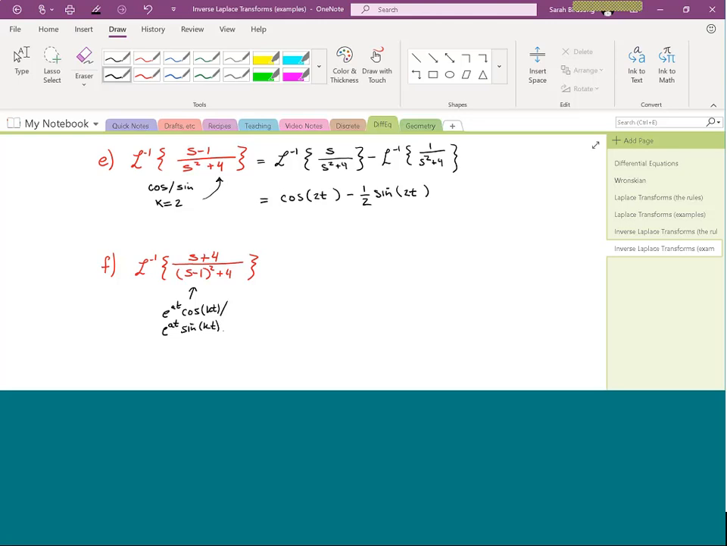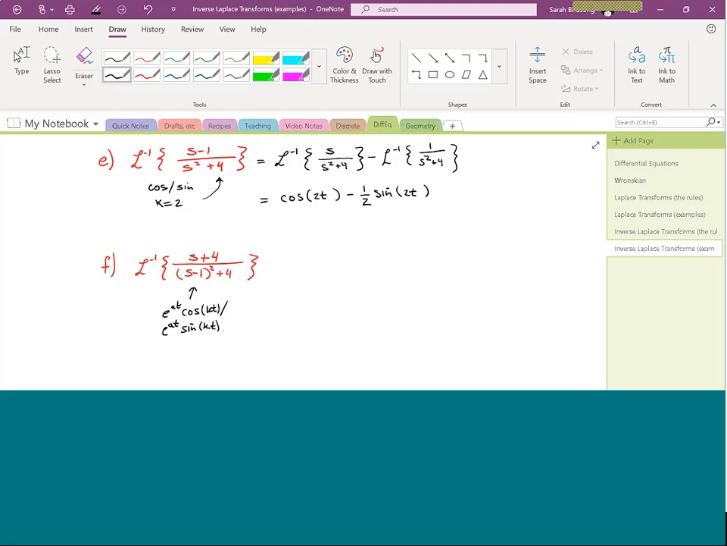Because for cosine, you need the s's, and for the sine, you need just the constants. So the fact that we have an s plus 4, that s plus something, tells you a cosine is definitely going to be involved. And the fact that the top is not s minus 1 tells you there has to be a sine involved as well.